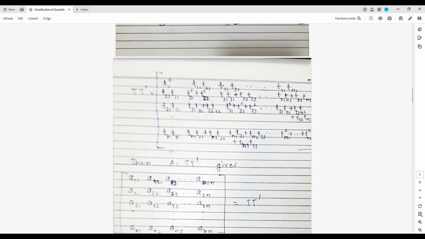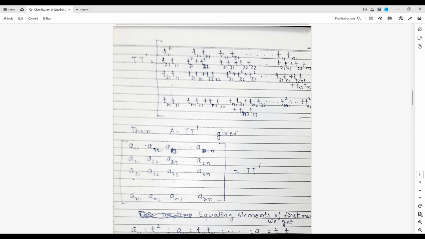So now we have to equate the matrix A with this product of T and T prime. If we visualize the matrix A like this, where the first element is A11, the second is A12 and so on, then we can try to identify the elements of matrix A.